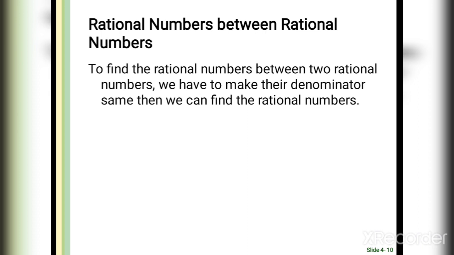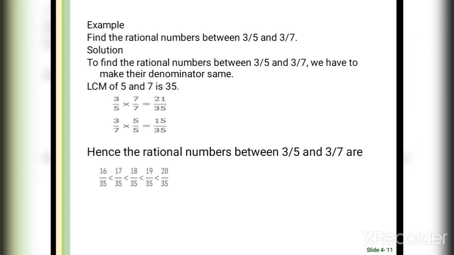Now, how to find a rational number between rational numbers? To find the rational number between two rational numbers, we have to make their denominators the same. Then we can find the rational number. Example: find the rational number between 3 by 5 and 3 by 7.